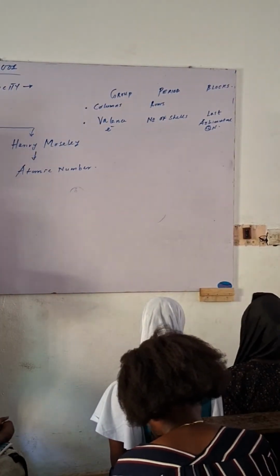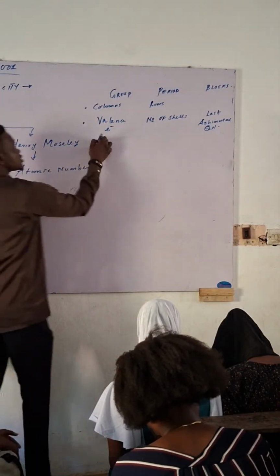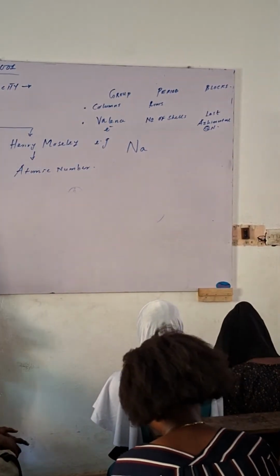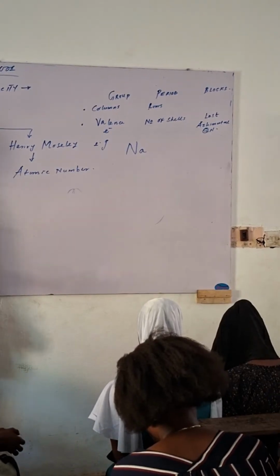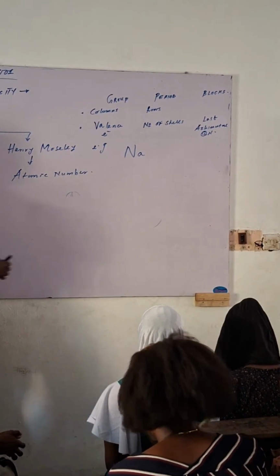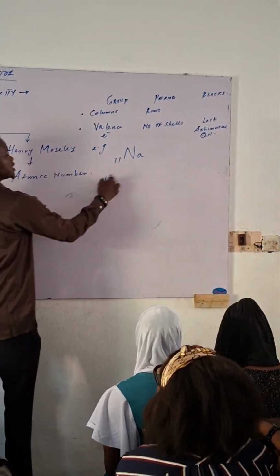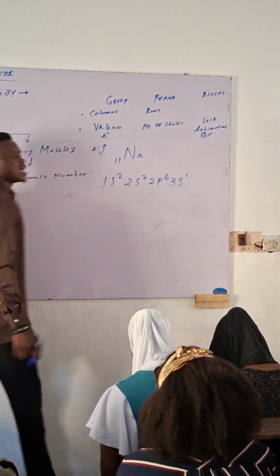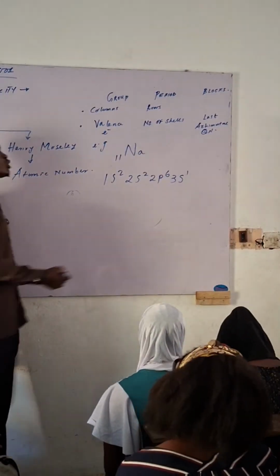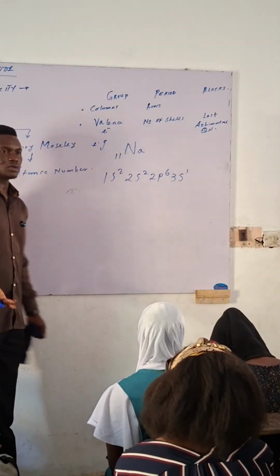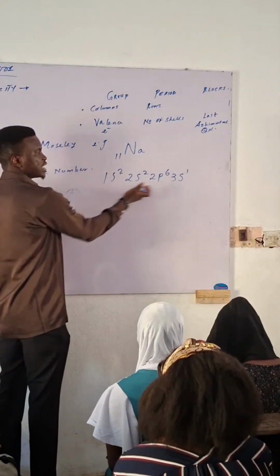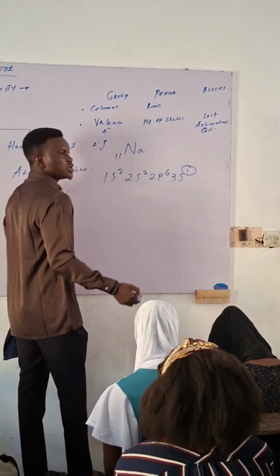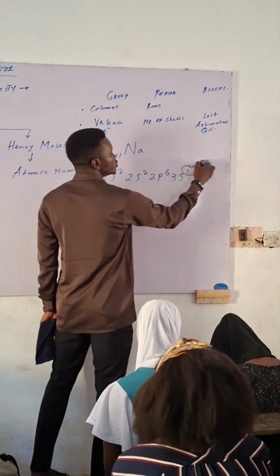So now let's look at it one after the other. For example, if they ask you, Mr. Sodium belongs to which group, which block, and which period? All you have to do is write the electronic configuration for Mr. Sodium. This is the electronic configuration which we did on Saturday. If they give you the atomic number 11, just start writing like this and start filling it up. Now the 1 here is the valence electron, and that tells you the group.